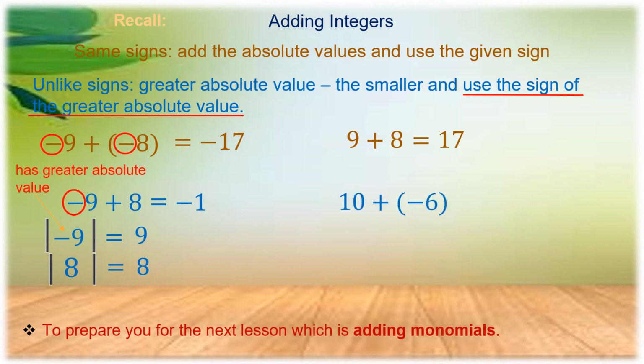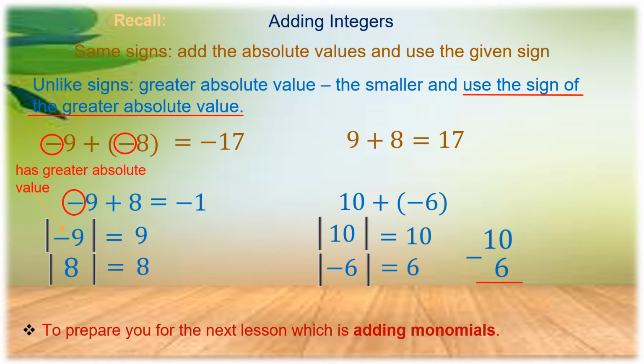Now let us have another one. Supposing we have 10 plus negative 6. First step is to get their absolute values. So what is the absolute value of 10? Correct, it is positive 10. How about the absolute value of negative 6? Correct, it is positive 6. Then we are going to subtract 10 minus 6 is equal to what? Correct, it is equal to 4. Since 10 has the greater absolute value, we are going to follow the sign of 10, which is positive. So our final answer would be 4. So 10 plus negative 6 is equal to 4.